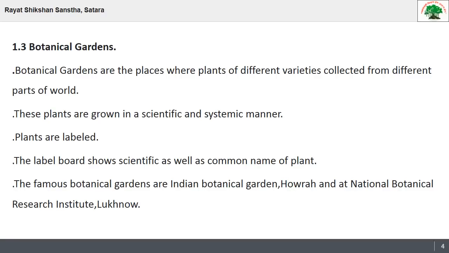1.3 Botanical Gardens, one of the important taxonomical aids. Botanical gardens are the places where plants of different varieties collected from different parts of the world are grown in a scientific and systematic manner. A botanical garden is a garden dedicated to the collection, cultivation, preservation, and display of a wide range of plants, labeled with their botanical names.